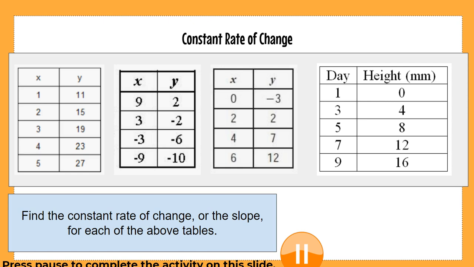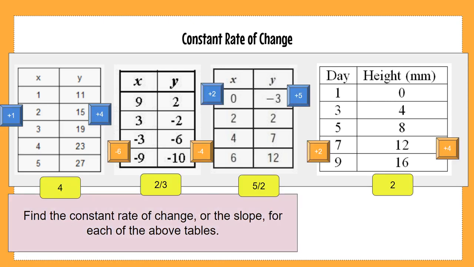All right, welcome back. So let's look at the work together. So let's talk through this and see what we can figure out. All right, so this set of blue boxes here is the rate, or the constant rate of change for this table. So for every time the x goes up, it's plus 1, right? And the pattern in the y is a plus 4. So 4 over 1, change in y over change in x, is 4.